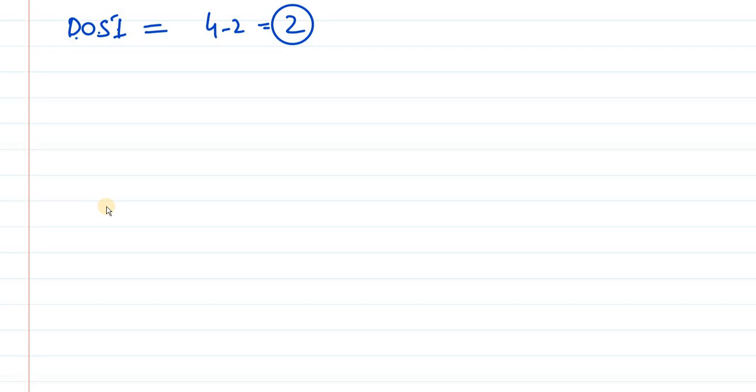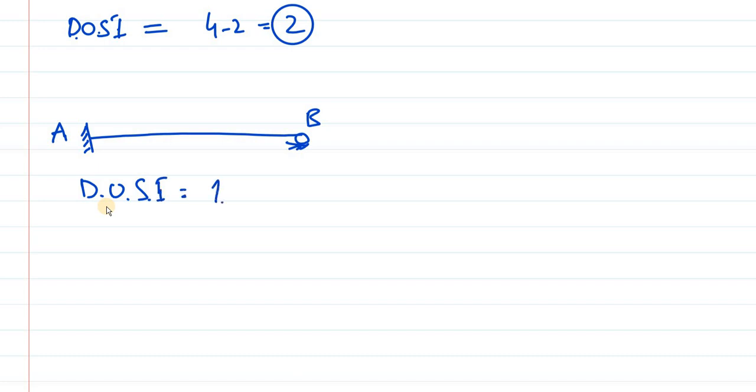In a typical beam, for example, if I have a prop cantilever beam, and maybe this end is A, this end is B. As we have seen, the degree of static indeterminacy is 1 for this beam.